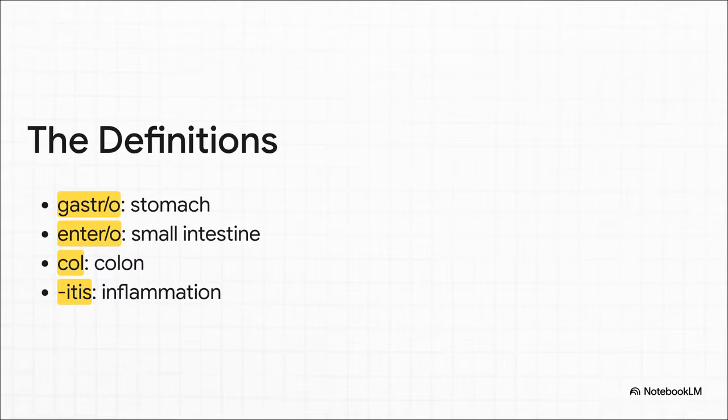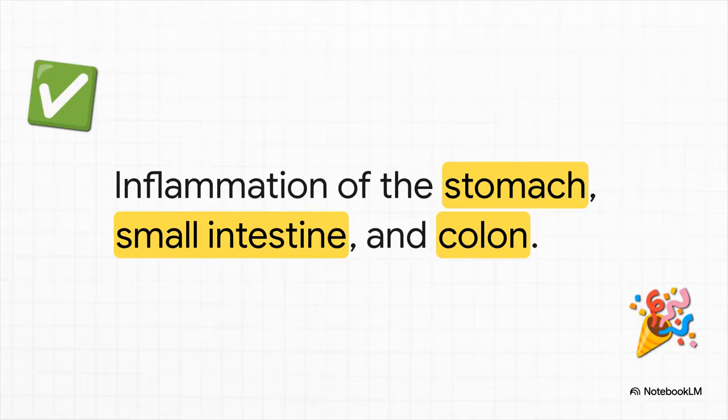Okay, so here are the definitions for our pieces. Gastro means stomach. Entero refers to the small intestine. Col is the colon. And there at the very end is our old friend itis, which of course means inflammation. So you put it all together and voila! Gastroenterocolitis is just a fancy way of saying inflammation of the stomach, small intestine, and colon. See? That giant, scary word wasn't so scary after all. You just successfully translated medical.